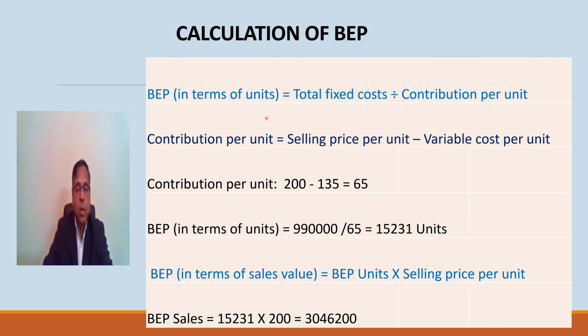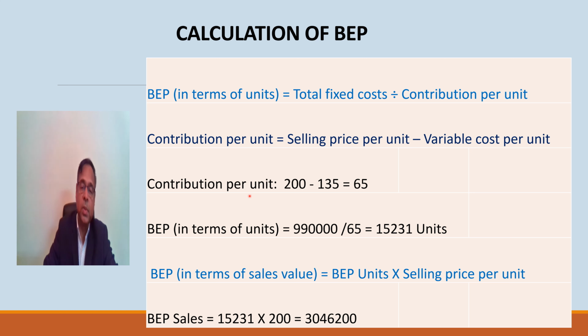Now let us see the actual calculation of break-even point. Break-even point in terms of unit is equal to total fixed cost divided by contribution per unit. Contribution per unit is equal to selling price per unit minus variable cost per unit. So therefore, to find out BEP in terms of units, you need two information. One is total fixed cost, which is available in the question. Contribution per unit is not given, but we can calculate. How do we calculate? Contribution per unit is equal to selling price per unit minus variable cost per unit. So both these informations are available in the illustration.